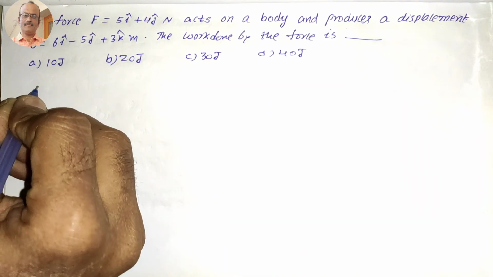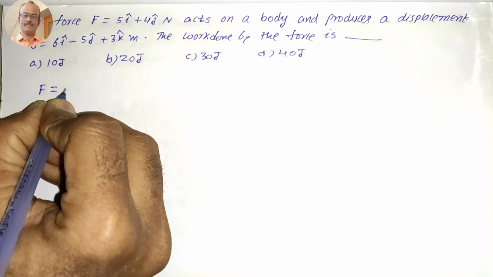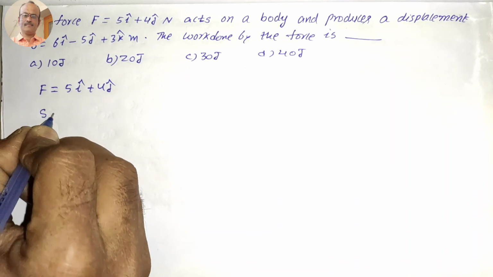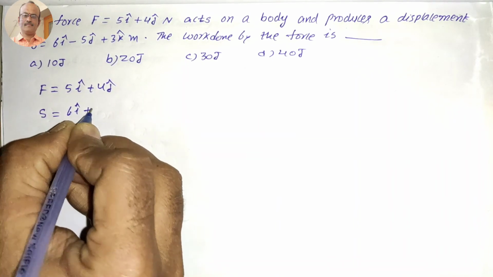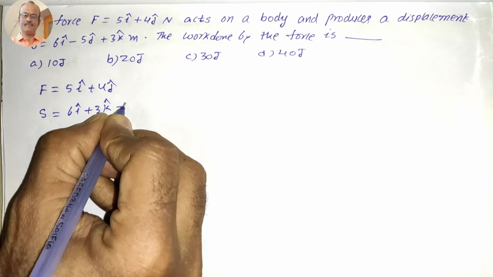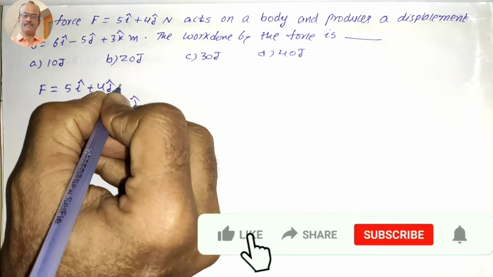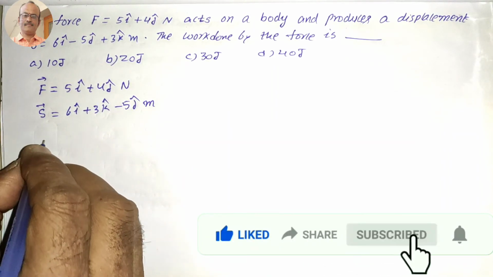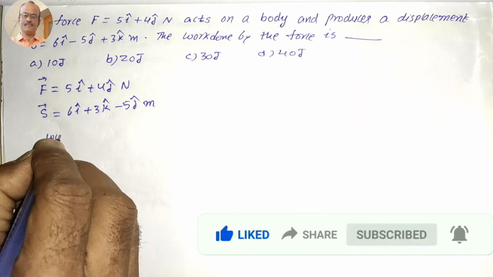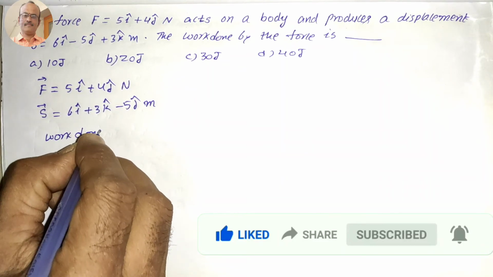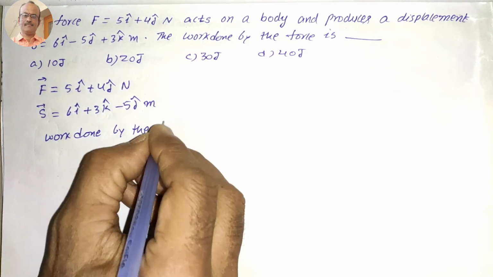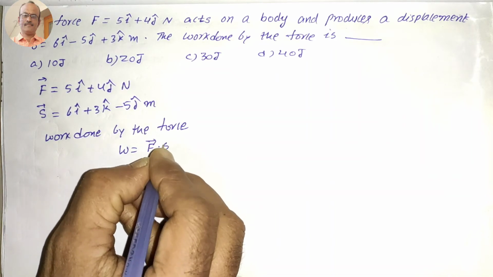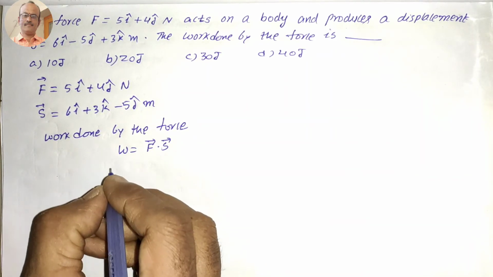So simply, first of all, the given force vector is 5 i cap plus 4 j cap, and the displacement is given as 6 i cap plus 3 k cap minus 5 j cap. This is in newtons, this is in meters. Which one do we want to calculate here? Work done. So the work done by the force, W, is equal to F vector dot S vector. This is the dot product of two vectors.